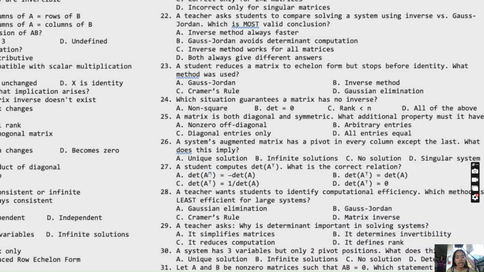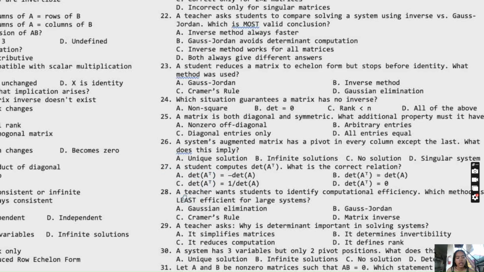I'll explain that in an augmented matrix, the last column is the constant column. If every variable column has a pivot, that means every variable is a leading variable. There are no free variables, and if there are no free variables, the system has exactly one unique solution. So the correct answer is letter A.